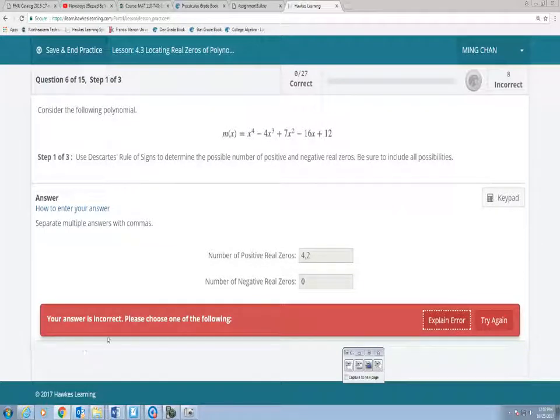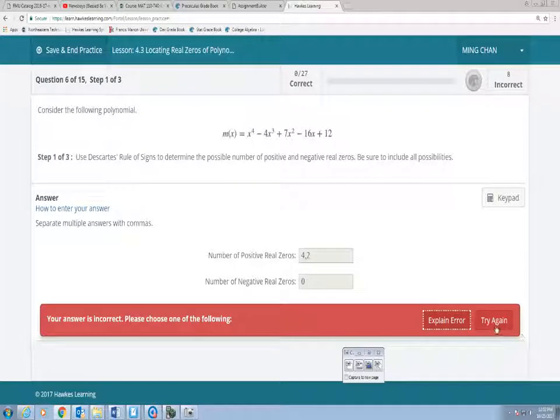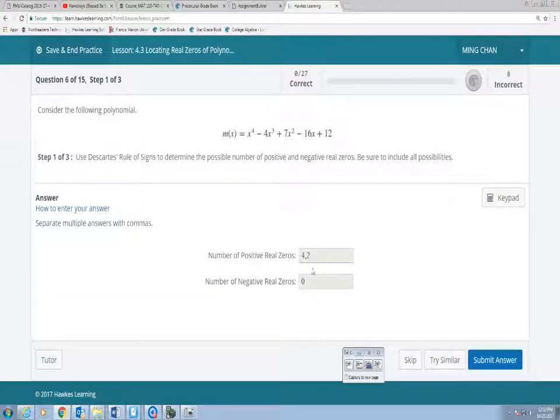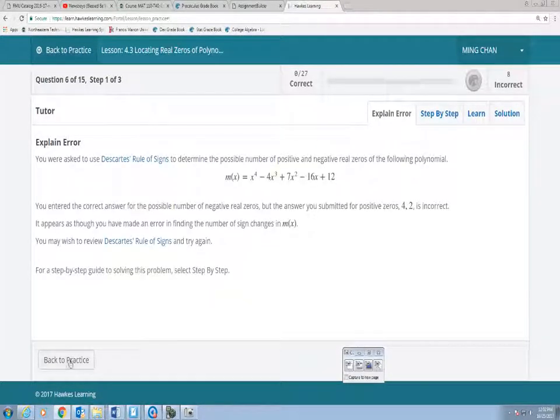Nope. Your answer is incorrect. Please choose one of the following. So let's say explaining error again. Did I count something wrong? 1, 2, 3, 4. Make sure my math is right. Sometimes I can get it wrong too. Negative x to the 3rd. Positive. I'm gonna go and submit it, and let's see what did I do wrong.